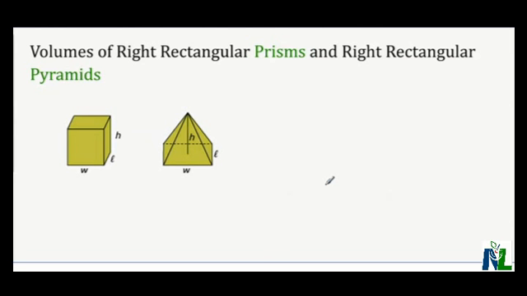Volumes of right rectangular prisms and right rectangular pyramids. Now, given these two figures here, there's a special relationship that exists between a prism on the left and the pyramid on the right, given that they have the same length and width and height.